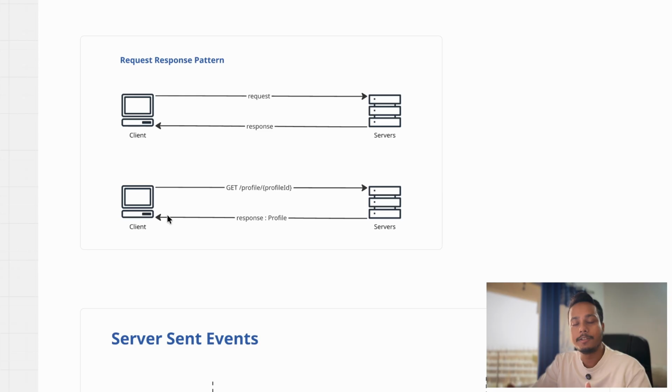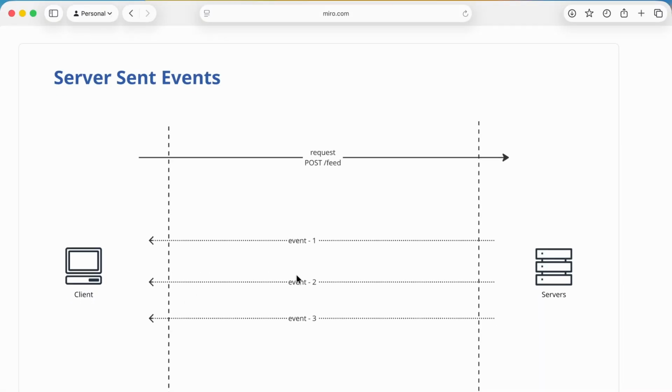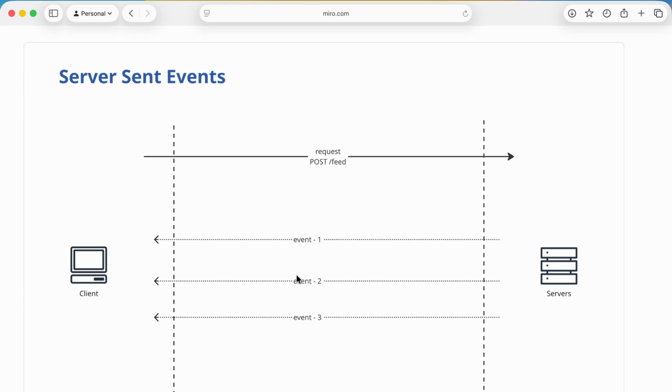But for the use cases which we discussed, like live news updates or live stock updates, or in the case of AI generated content where you want to show the content as it is being generated, this simple request response cycle will not work. For example, we talked about ChatGPT. In ChatGPT, we ask a question, and then we see the answer as it is being generated word by word. So how does that happen?